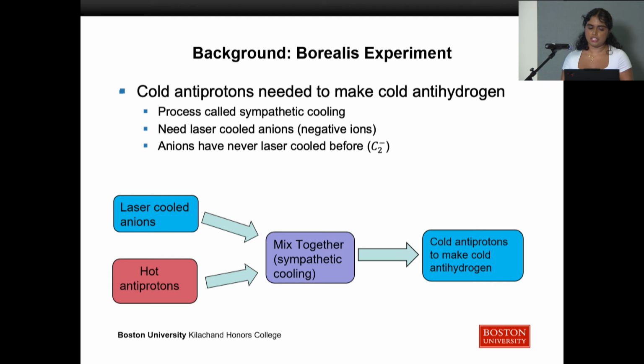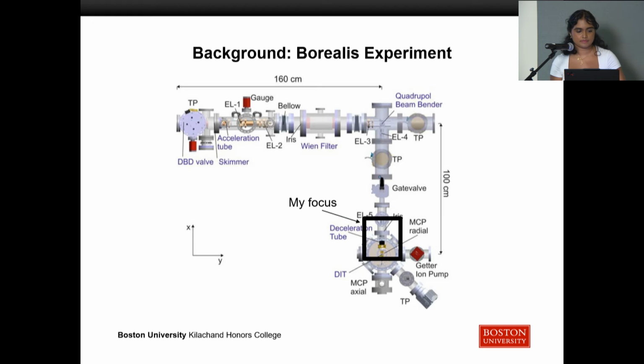The only problem is anions have never been laser-cooled before. Laser cooling is a common experimental method for positive and neutral molecules, but due to their structure, anions have never been laser cooled before. So my experiment, the Borealis experiment, has theoretically determined that C2- can theoretically be laser cooled, and decided to make a physical apparatus dedicated to trying to laser cool them.